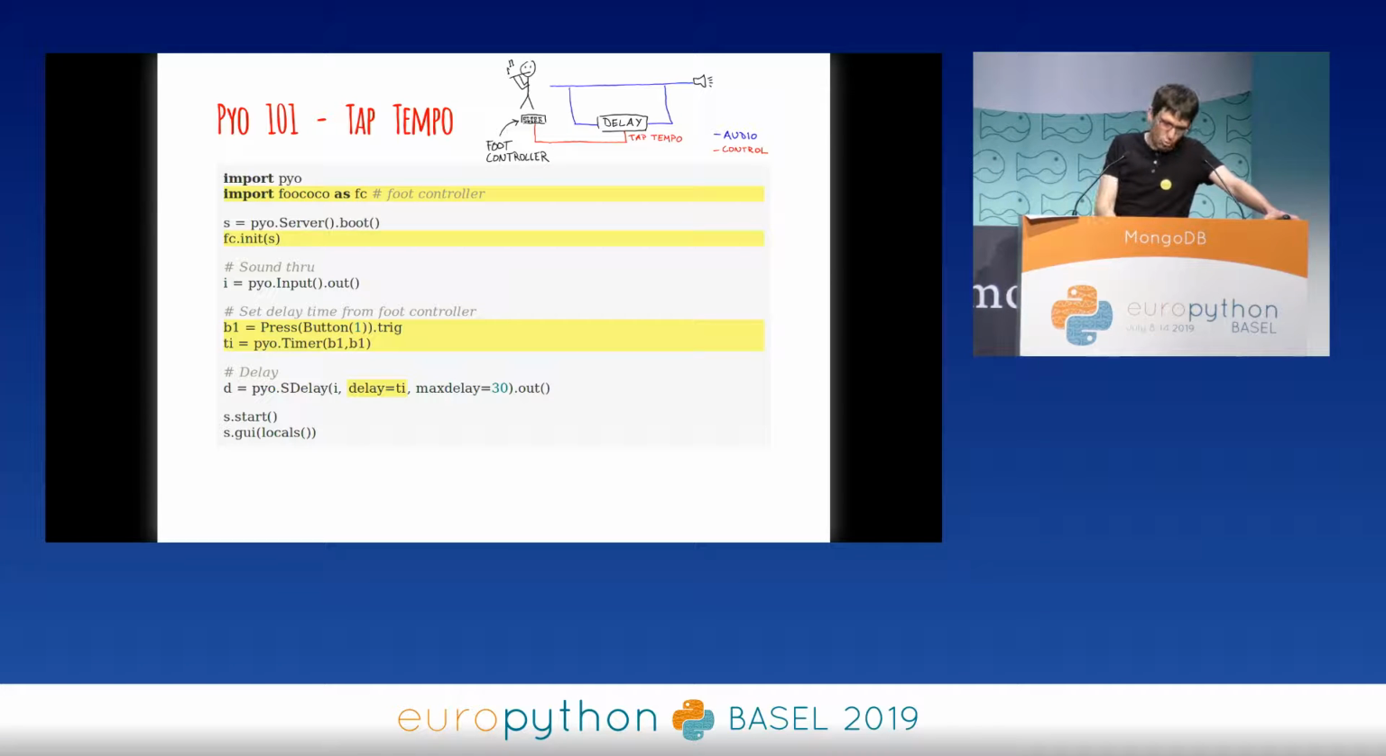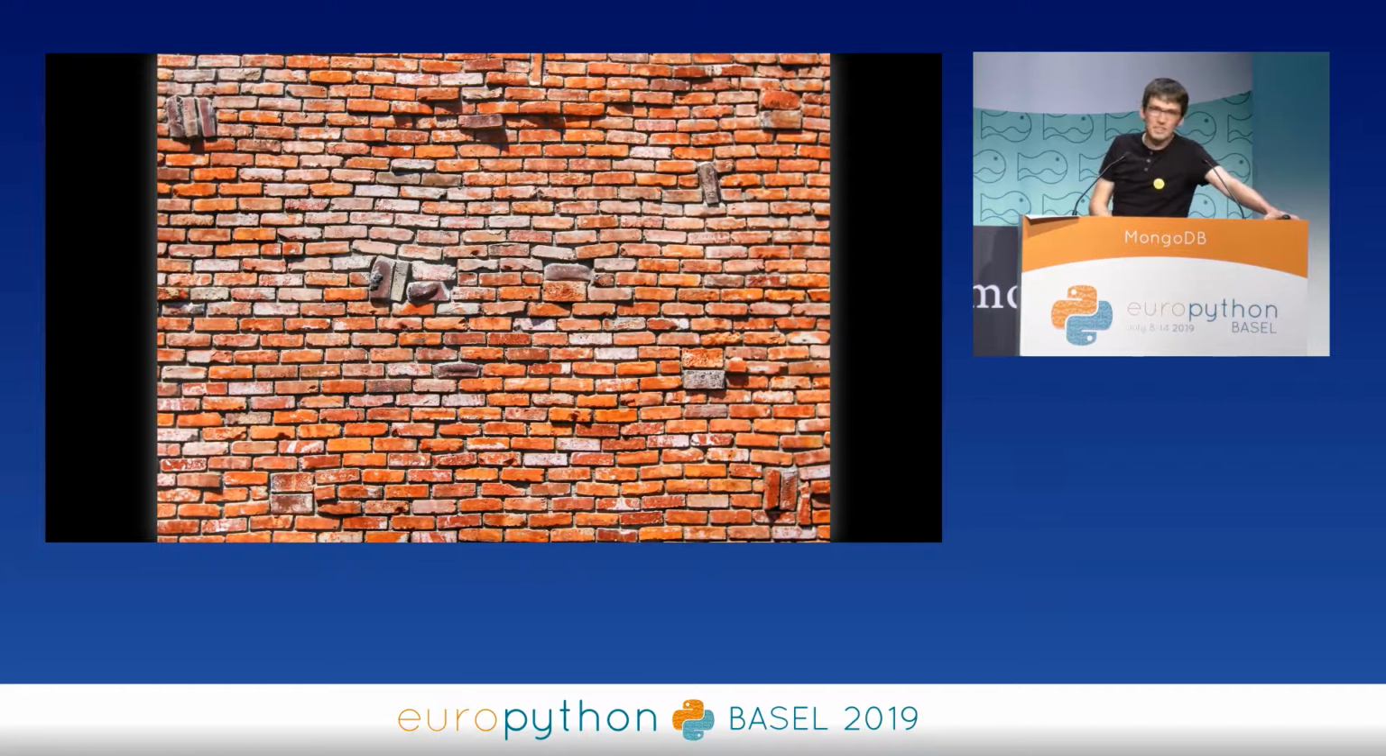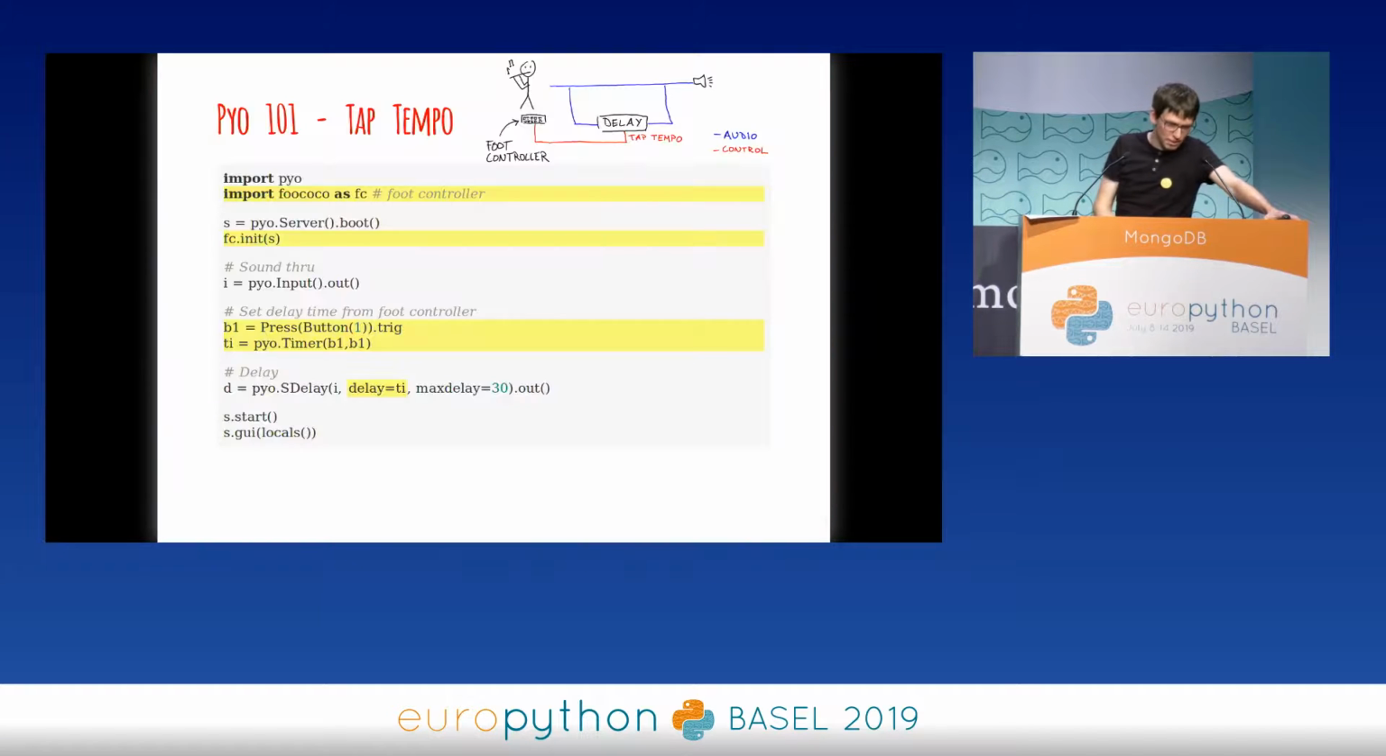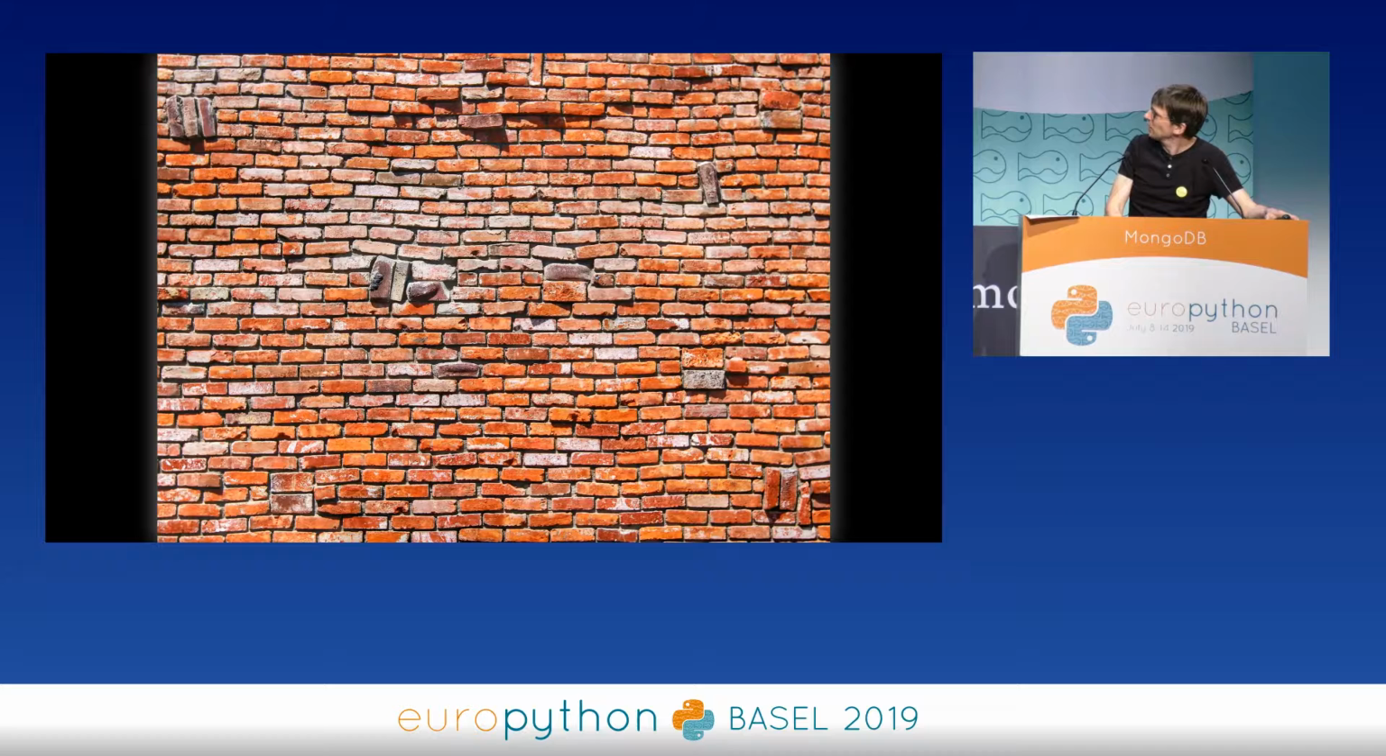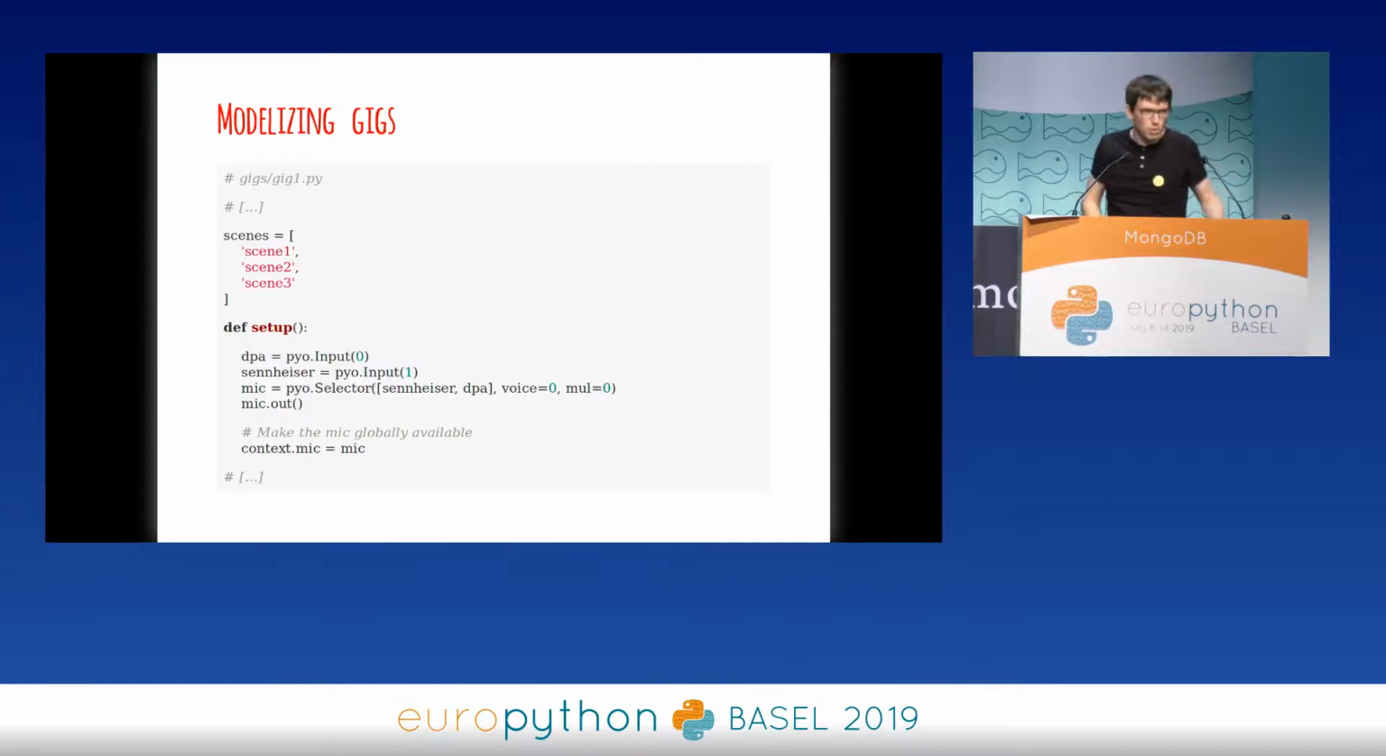So we are very happy, but we still have the wall, because if I want to go to another song, I'll have to kill this script and launch another one, and I have gained nothing, or almost nothing, because now I have Python. So we really needed to do some kind of framework, and we thought we have to modelize our gigs or our sets in a simple way.